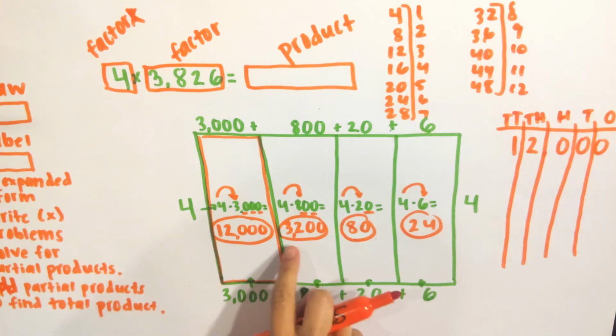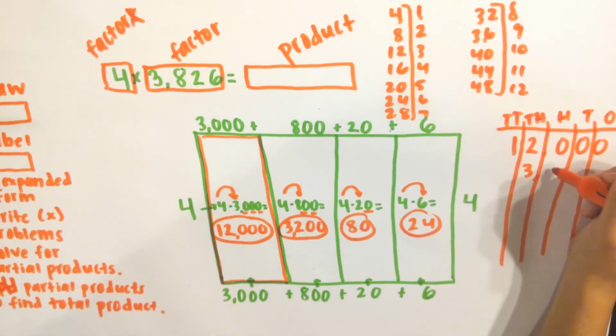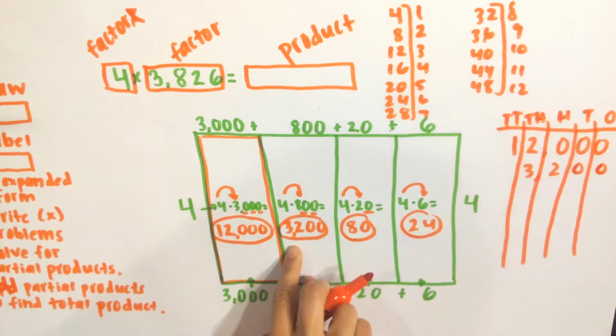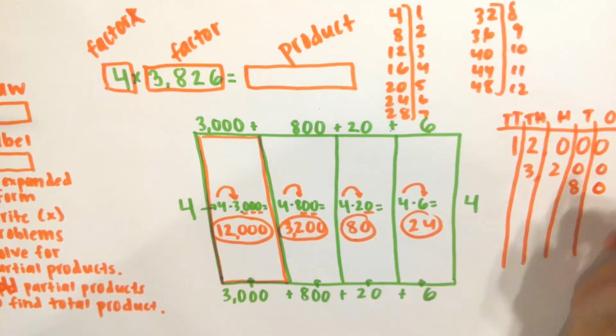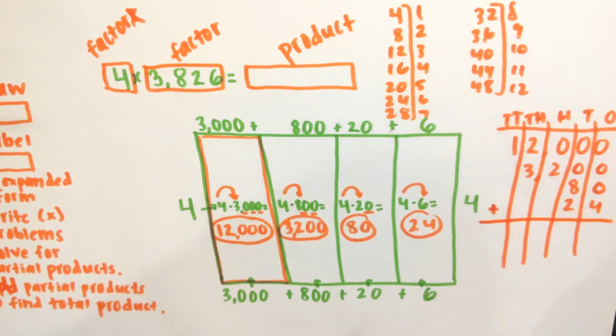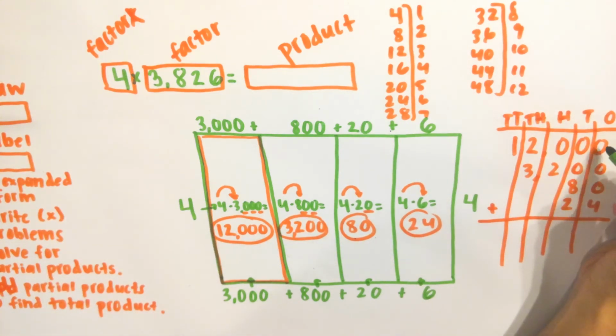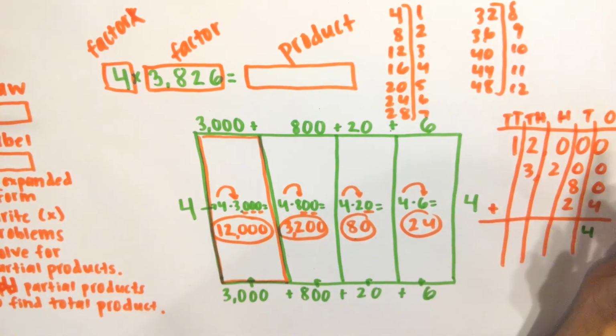So 12,000 plus 3,200. 80, 8 goes in the 10s, 0 in the 1s, and 24. Okay, now add my partial products. I'm going to change colors here. Okay, so I'm in my ones place. I have 0 plus 0 plus 0 plus 4. That equals 4. 0 plus 0 plus 8 plus 2. So 8 plus 2 is 10.